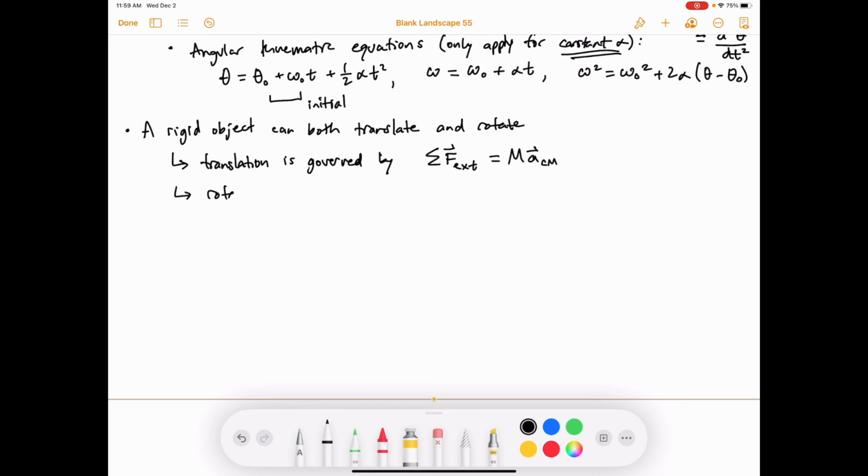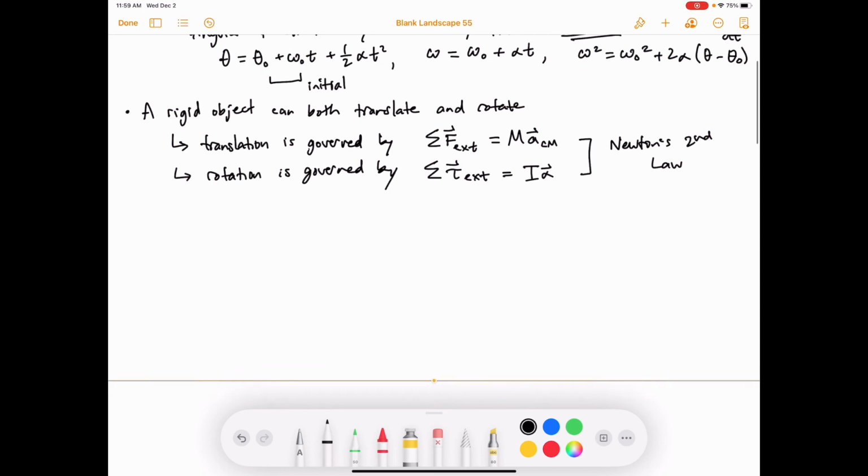Whereas rotation is governed by the net external torque on an object is equal to I, that's called the moment of inertia, times alpha, which is the angular acceleration defined earlier. Now, keep in mind that these are both just different versions of Newton's second law. But we have a version for translation and a version for rotation to generally describe a rigid object.